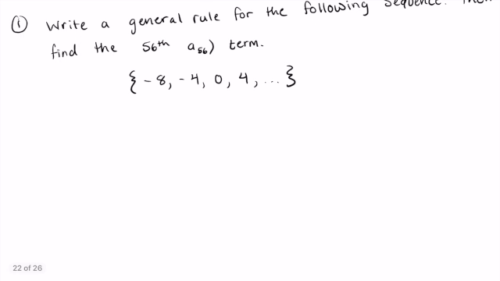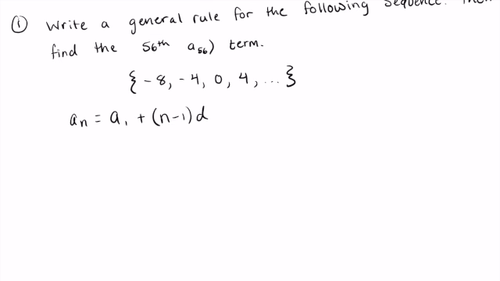I want to write a general rule for the following sequence. Then I want to find the 56th term of that sequence. As I'm working through this problem, I need to ask myself a few things. Well, what is my general formula? I have a sub n equals a sub 1 plus n minus 1 times my common difference. Now, I have seen it written as n minus 1 times my common difference plus a sub 1. It does not matter how we write this. Whatever way you feel comfortable with solving, that's the way to go.